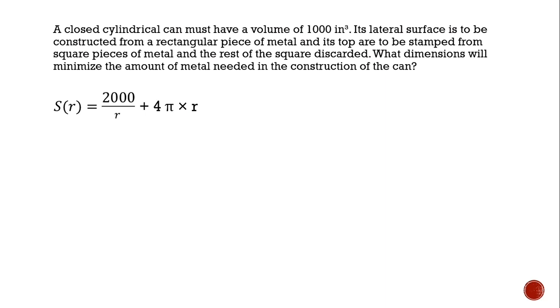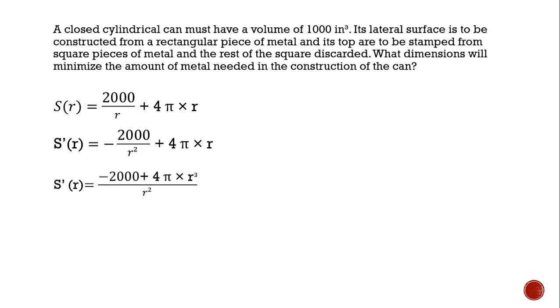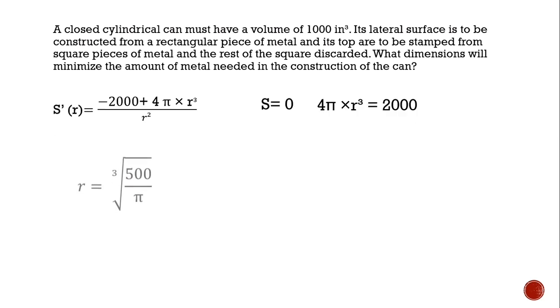To find the minimum, differentiate the function to get S prime of R equals negative 2000 over radius squared plus 4 pi times radius. S prime of R equals negative 2000 plus 4 pi times radius cubed over radius squared, and equate it to 0. This leads to the equation 4 pi times radius cubed equals 2000, which gives radius equals the cube root of 500 over pi.